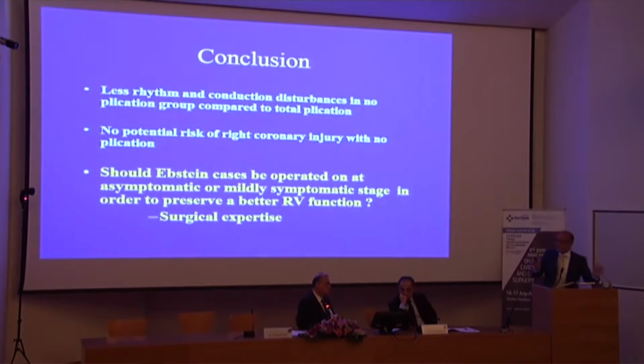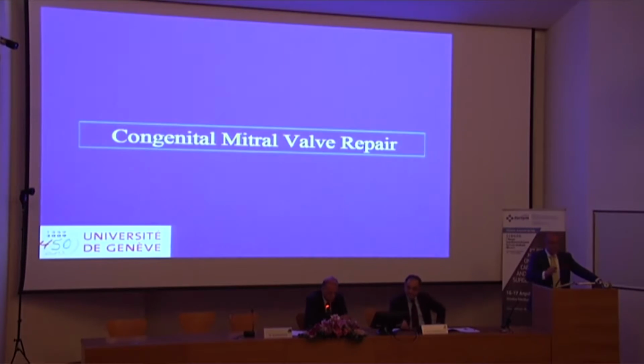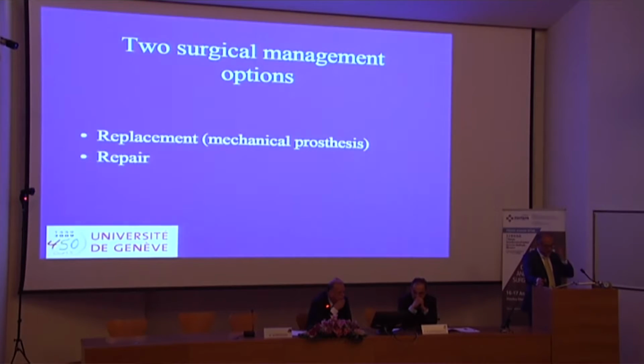And now, the big question at this stage is, should Ebstein cases be operated on at an asymptomatic or mildly symptomatic stage in order to preserve better right ventricular function? But it's true, like in the surgical repair of mitral valve disorders, this approach will also need surgical expertise. Regarding congenital mitral valve repair, it's clear there are 2 surgical management options: replacement, and usually we prefer the mechanical prosthesis over the bioprosthesis, and the other one is repair.